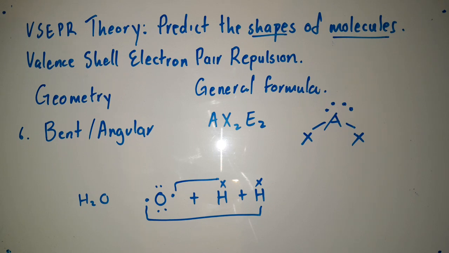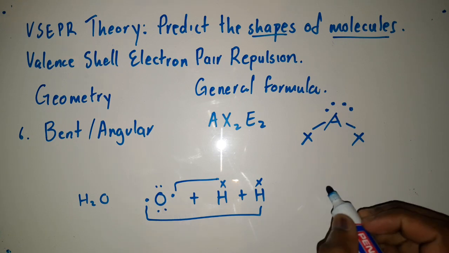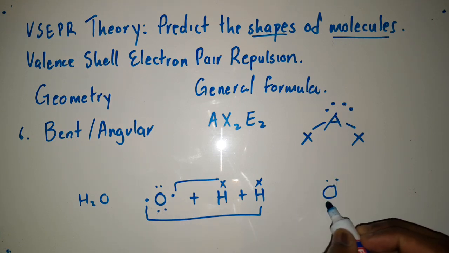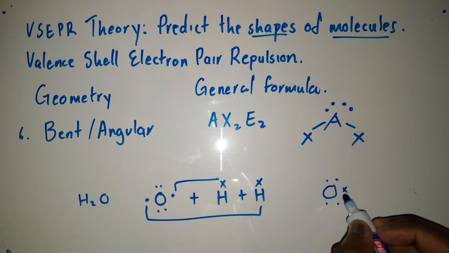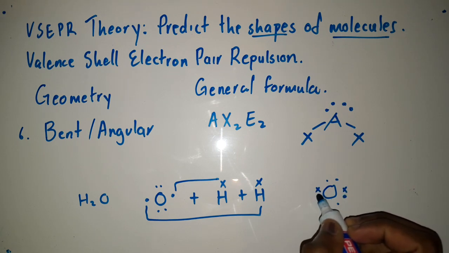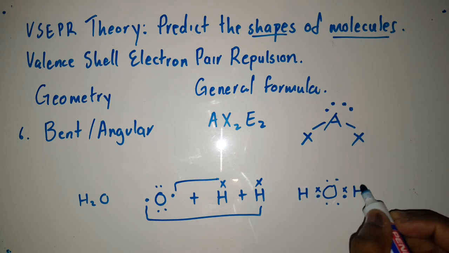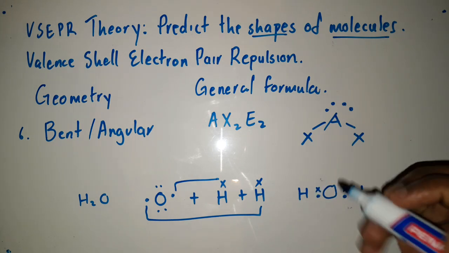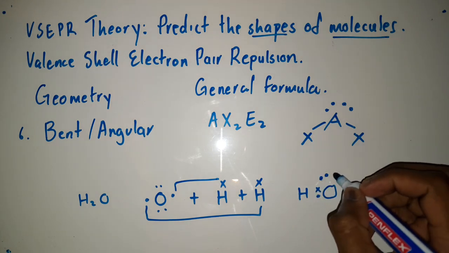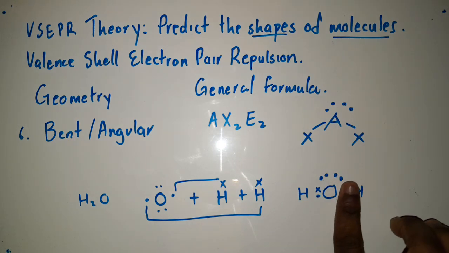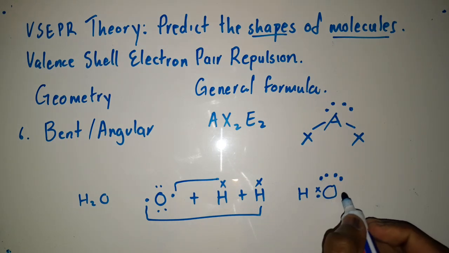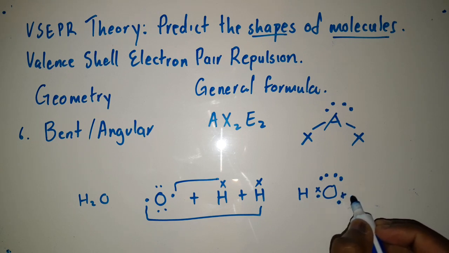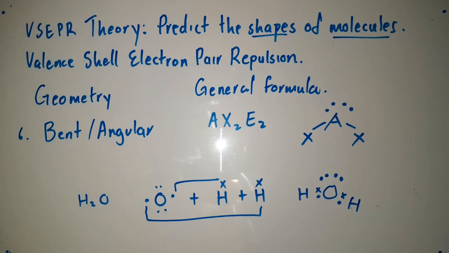Bear this in mind. In reality, these 2 lone pairs won't look like this. We know that this one is going to pair with this. They won't look like this. Instead, they are going to be on this side, and they will cause this molecule to bend a little bit like this. Do you understand?